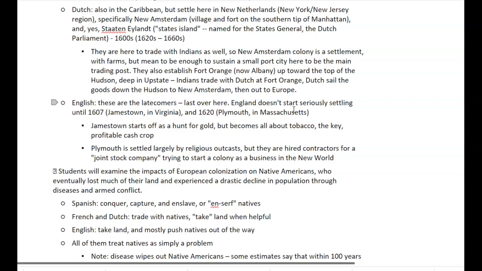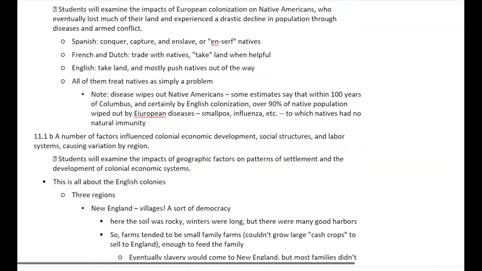Next, students will examine the impacts of European colonization on Native Americans, who eventually lost much of their land and experienced a drastic decline in population through diseases and armed conflict. We've talked about this already a bit. The Spanish, let me show you the map, by the way.